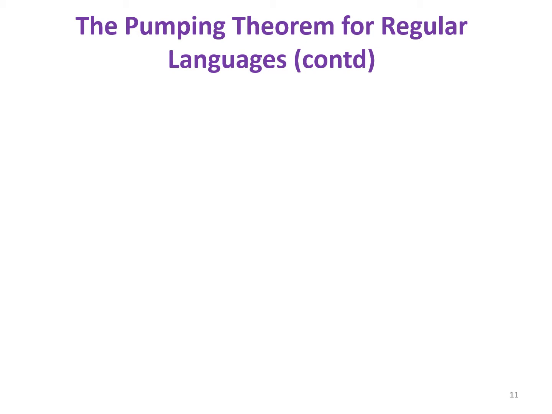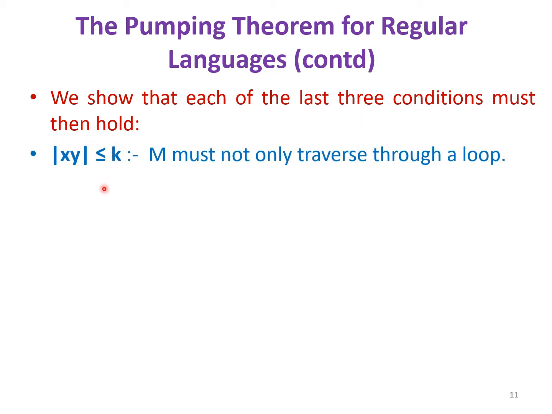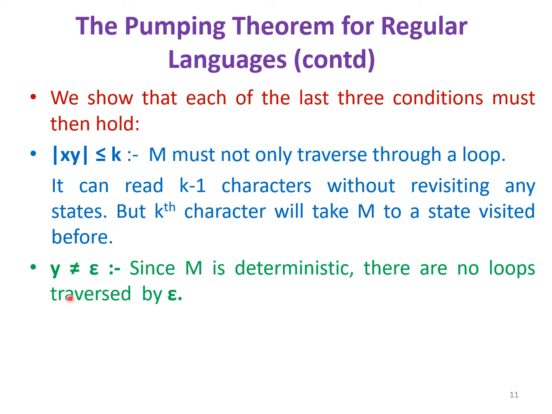We show that each of the last three conditions must then hold. First condition: the length of xy must be less than or equal to k. M must not only traverse a loop, it can read k minus 1 characters without revisiting any states. But the kth character will take M to a state visited before. Second condition: y must not be equal to epsilon. Since M is deterministic, there are no loops traversed by epsilon.